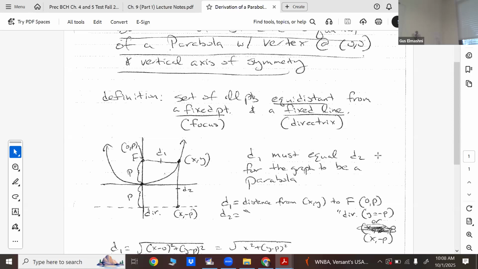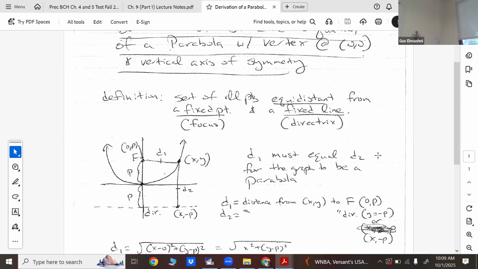Again, you have a random point, I'll put it on the y-axis. You have a random line, I'll put it horizontal. When I say random lines, it's usually horizontal or vertical. If you pick any point on the parabola and draw a segment to the focus or to the directrix, those two segments will always have the same length. So D1 must equal D2. I'll call this D1, I'll call this D2, and they must always equal each other.